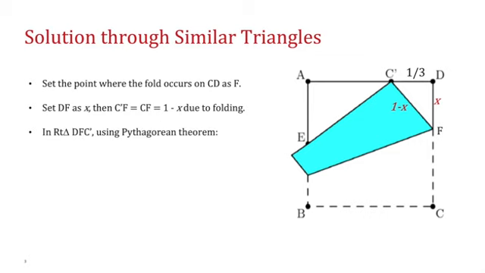In right triangle DFC', we can get an equation using the Pythagorean theorem. X squared plus 1/3 squared equals 1 minus x squared. Solving the equation, we get x equals 4/9 and also get the length C'F, which is 5/9. Since 1/3 can be written as 3/9, this is clearly a 3-4-5 type of right triangle.